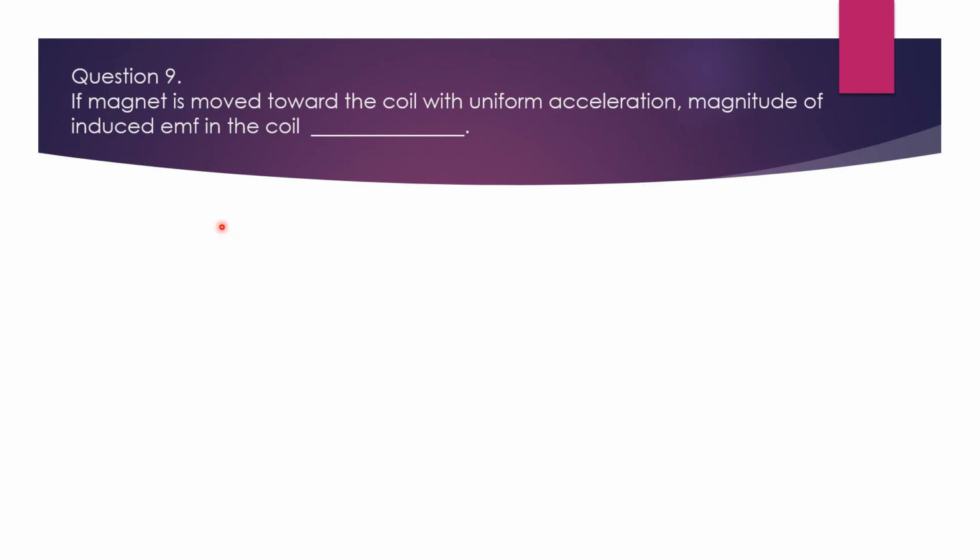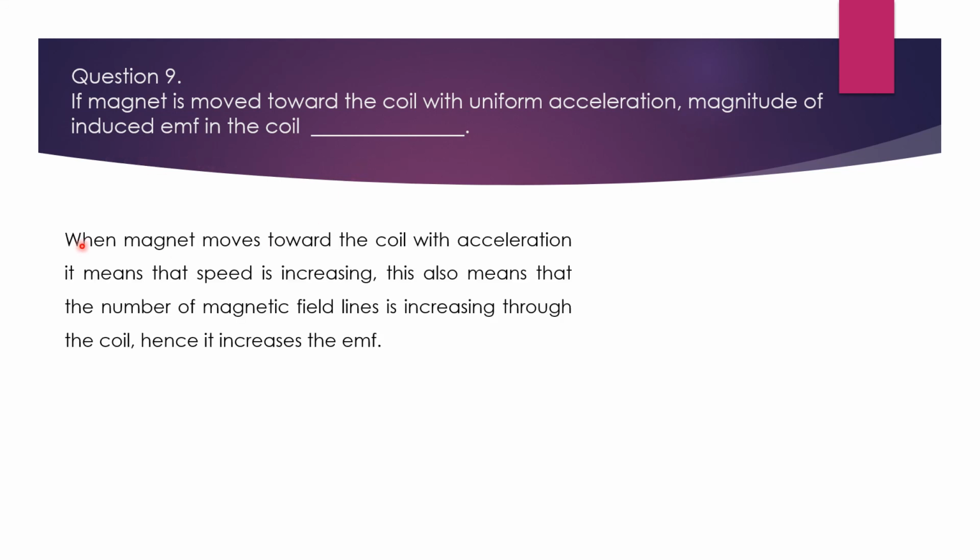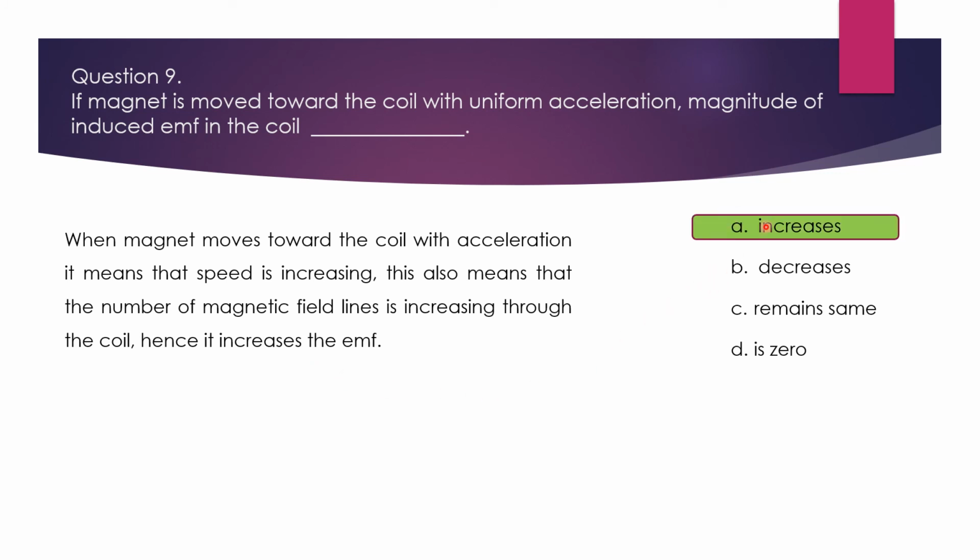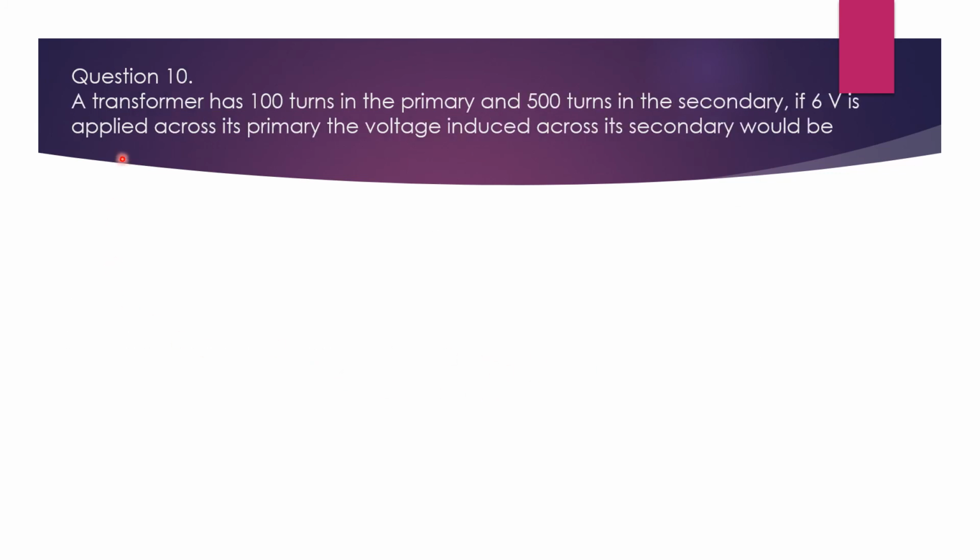Question 9. If a magnet is moved toward the coil with uniform acceleration, the magnitude of the induced EMF in the coil will. When a magnet moves toward the coil with acceleration, it means that speed is increasing. This also means that the number of magnetic field lines is increasing through the coil. Hence, it increases the EMF. The correct answer here is A, increases. Question 10. A transformer has 100 turns in the primary and 500 turns in the secondary. If 6 volt is applied across its primary, the voltage induced across its secondary would be.